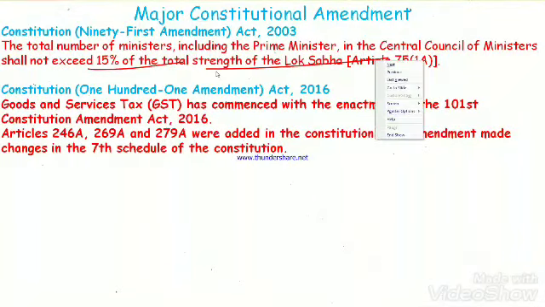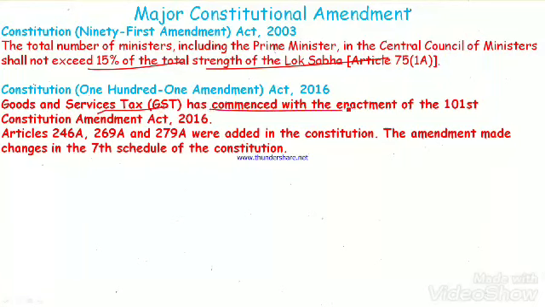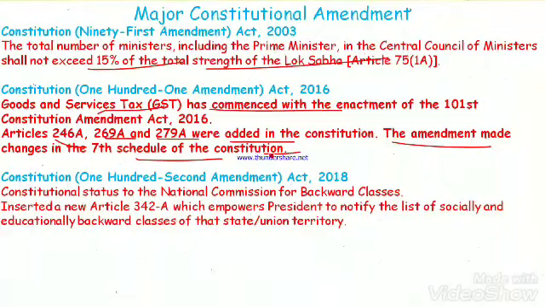Now let's talk about the Constitution 101st Amendment Act 2016, meaning goods and services tax was introduced with the enactment of the 101st Amendment of the Constitution. Articles 246A, 269A and 279A were added in the Constitution. The amendment made changes in the 7th Schedule of the Constitution.